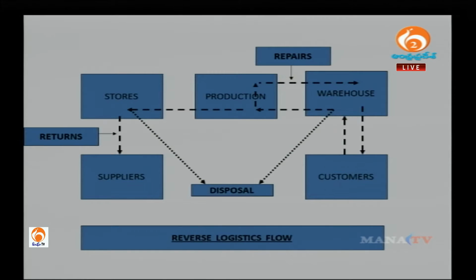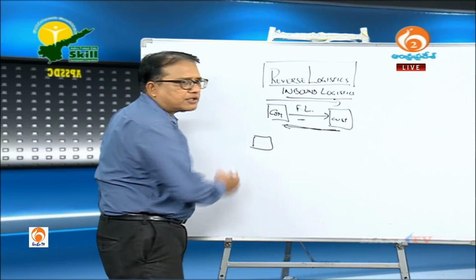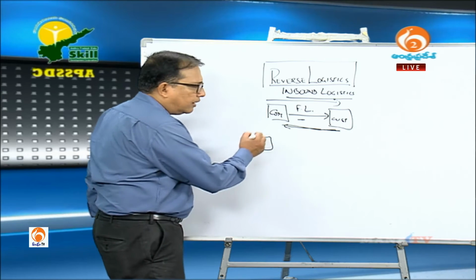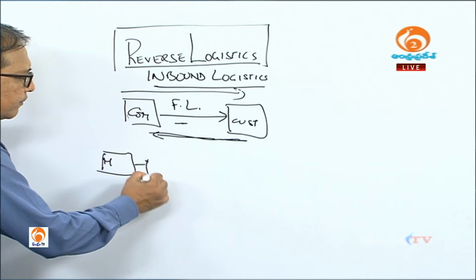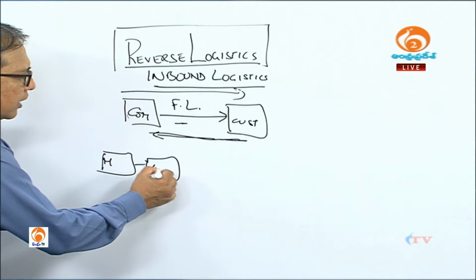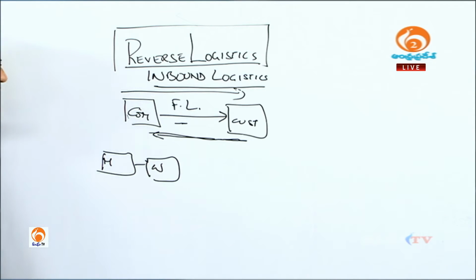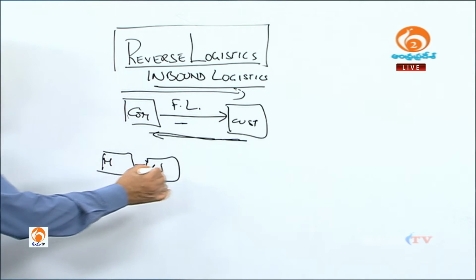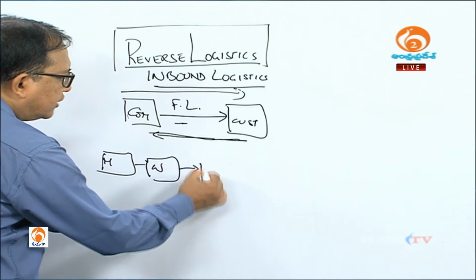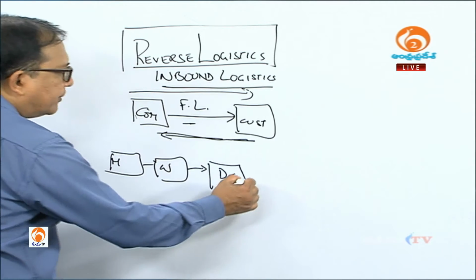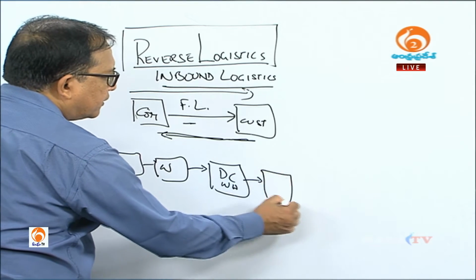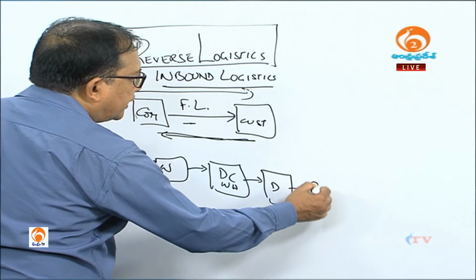Because one has to understand that, as we said, in the forward logistics process a particular shipment moves through the manufacturer, then to a logistics service provider, who may be storing the product in a warehouse, then it goes to a distribution center or a warehouse. From there it moves to a distributor and then to a retailer.